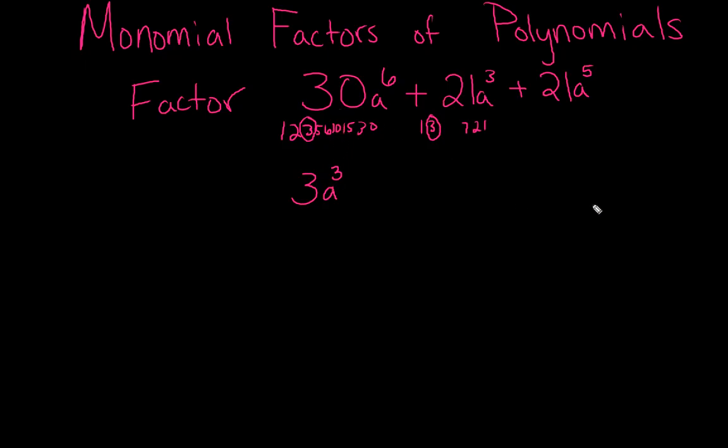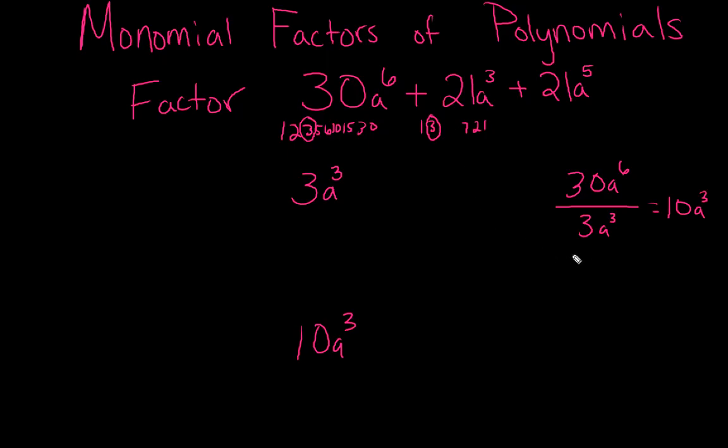If we have 30a to the 6th power and we divide it by 3a to the 3rd, we can divide the coefficients separately. So 30 divided by 3 gives us 10. And a to the 6th divided by a to the 3rd, we just subtract the exponents. So 6 minus 3 is 3, so it gives us a to the 3rd power. So now this first term is going to be 10a to the 3rd power.